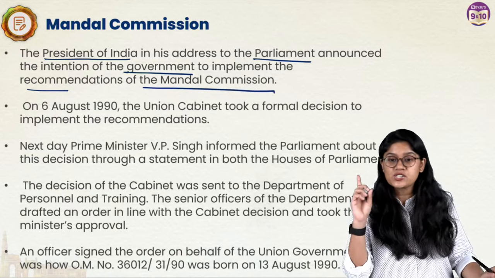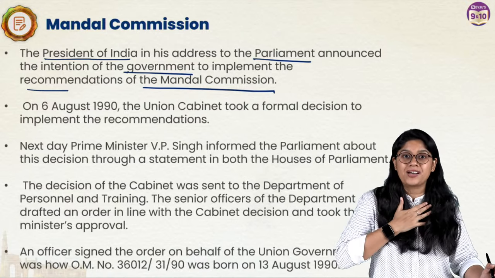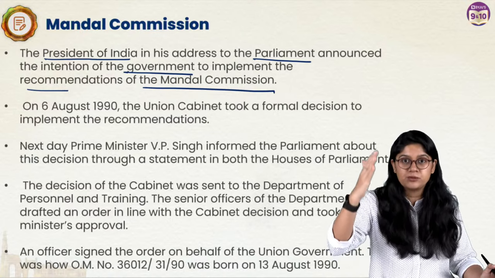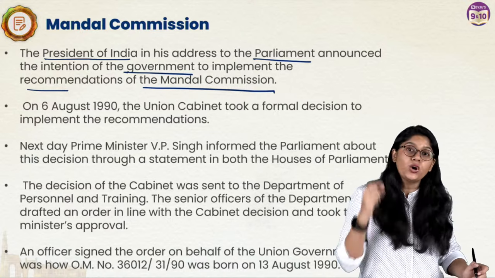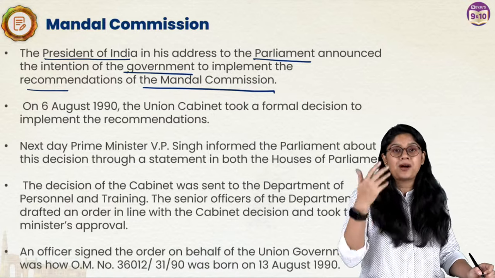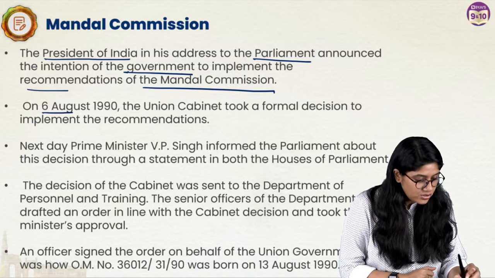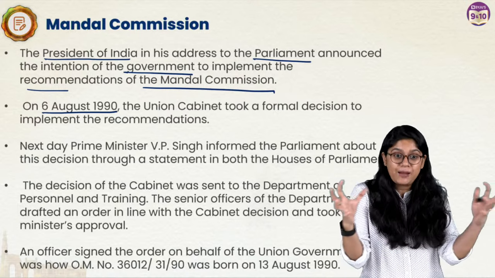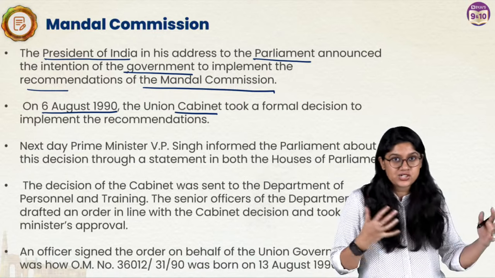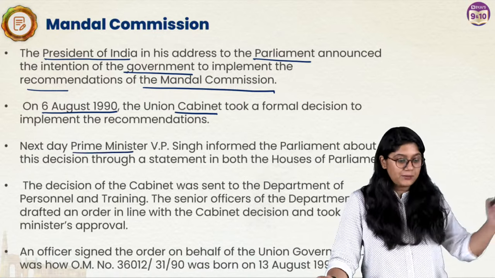So first things first, everyone. What happened after V.P. Singh said he wanted to pass this commission? First, they told the president that we want to implement the Mandal Commission. On 6 August 1990, the Union Cabinet took a formal decision for the recommendation and implementation. Prime Minister V.P. Singh informed the Parliament about the decision.